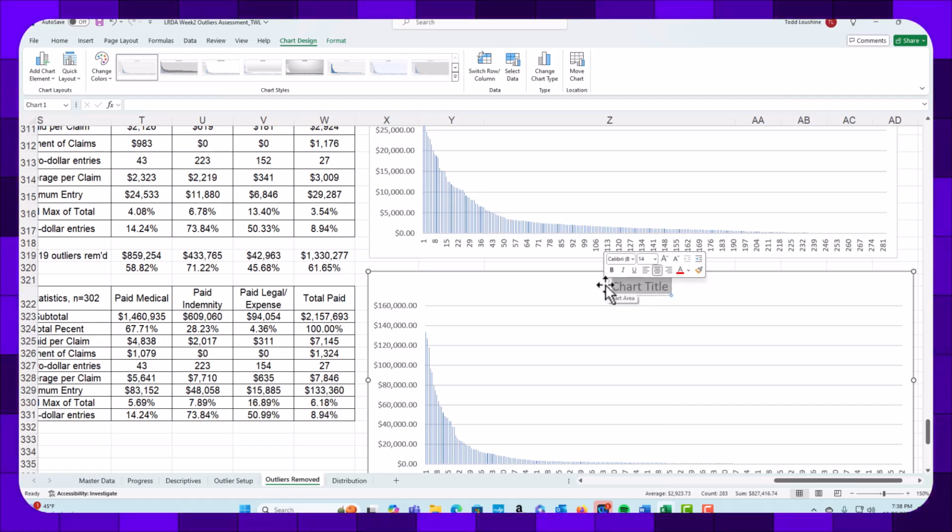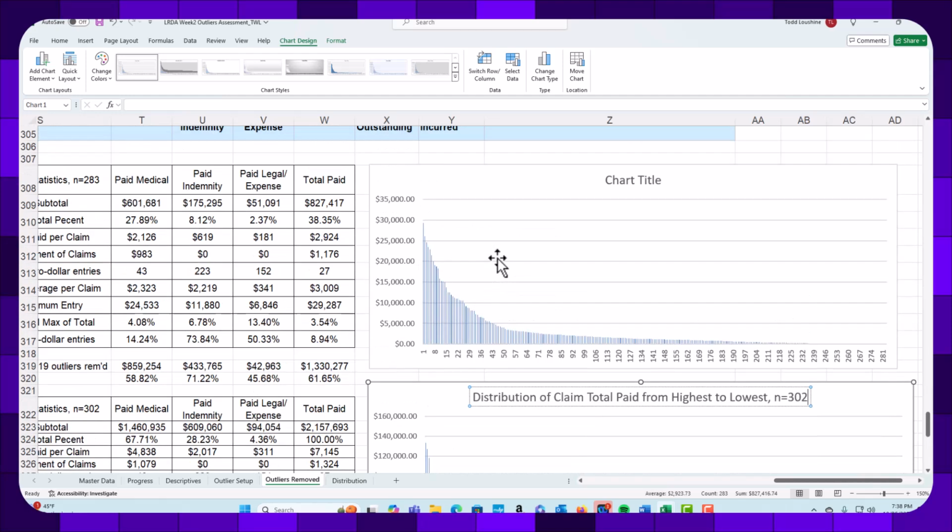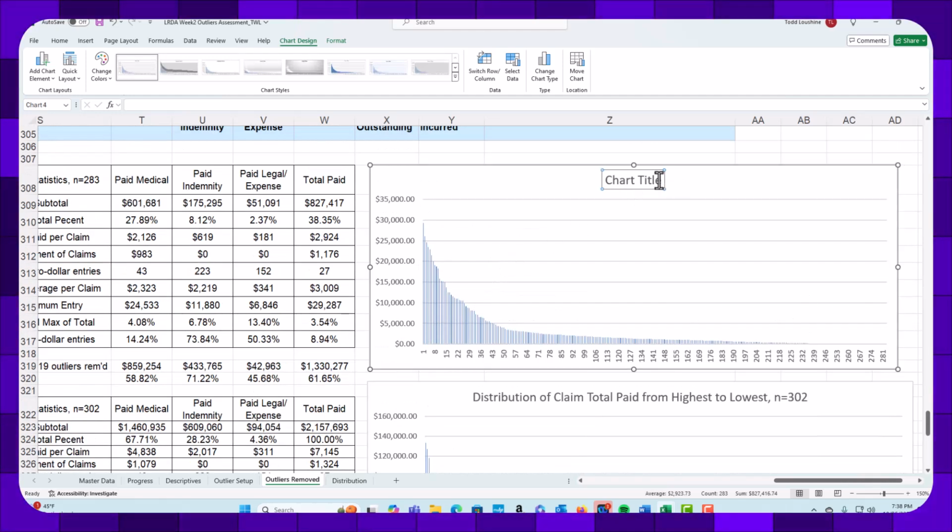This is the distribution of claim total paid from highest to lowest. N is equal to 302. Is that right? Yep, it's right there. Kind of the same thing.